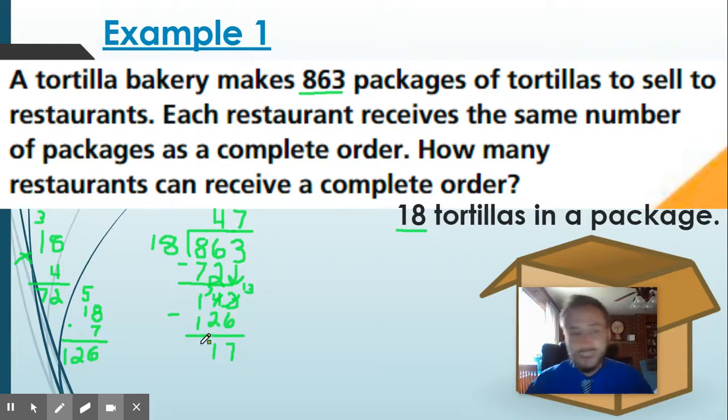1 minus 1 is just 0, so I'm not going to write a 0. So that means that 18 goes into 863 47 times. I don't have any numbers I can bring down now, so I'm left with just 17. So what we're going to be practicing is that we could keep going and dividing until I have no remainder left. And the way we do that is we add a decimal and a 0, and we bring it down until we don't have any remainder, and we keep on dividing.